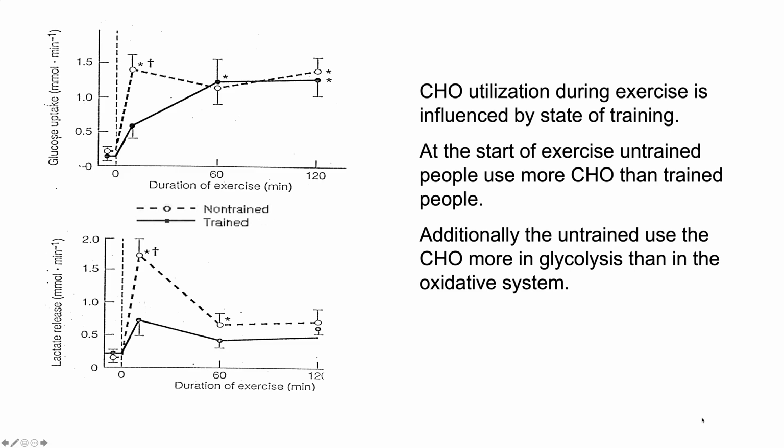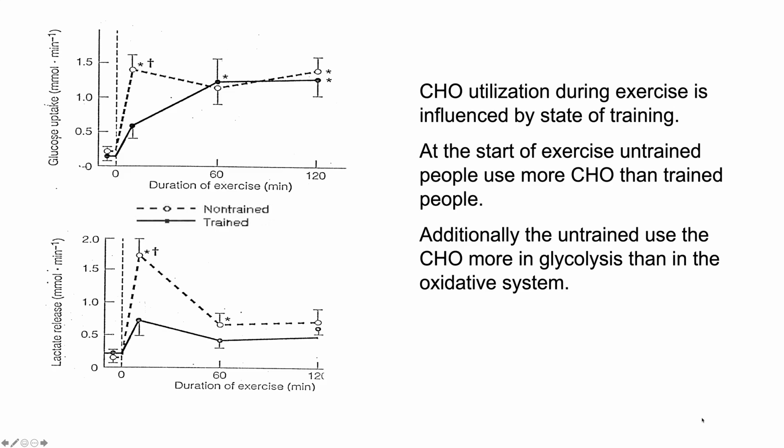Training status. It says carbohydrate utilization during exercise is influenced big time by the state of training. It says at the start of exercise, untrained people use more carbohydrate than trained people. Additionally, the untrained use the carbohydrate more in glycolysis than in the oxidative system. So those who are untrained will burn through their carbohydrates a lot faster because they just don't have the pathways to use fat. And so they don't have the enzymes, the mitochondria, the size, the number, the pathways, all of that to be able to use fat, so they have to use the carbohydrates.